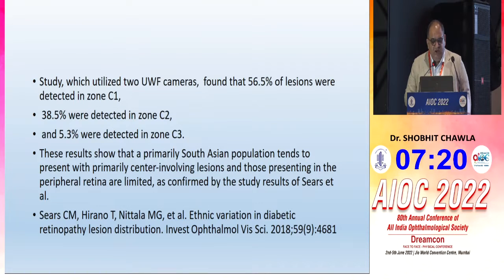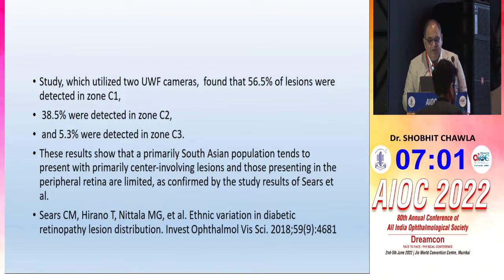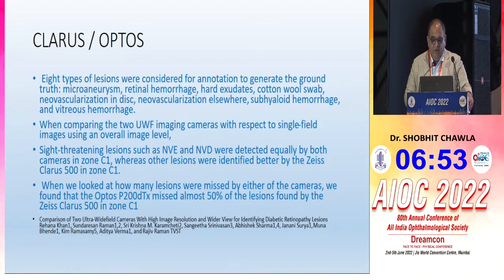In Asian and Indian eyes, most of the lesions were found in zone C1, which is the posterior pole, 38.5 in the zone C2, which is the mid-peripheral zone, and peripheral lesions were relatively less. So primarily the South Asian population tends to present with more center-involving lesions in diabetic retinopathy. This was the study in Investigative Ophthalmology and Visual Science in 2018.